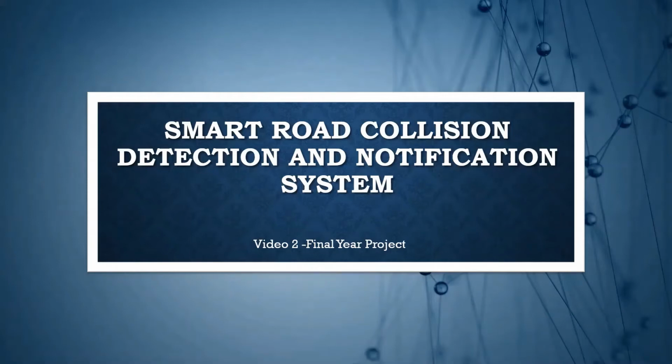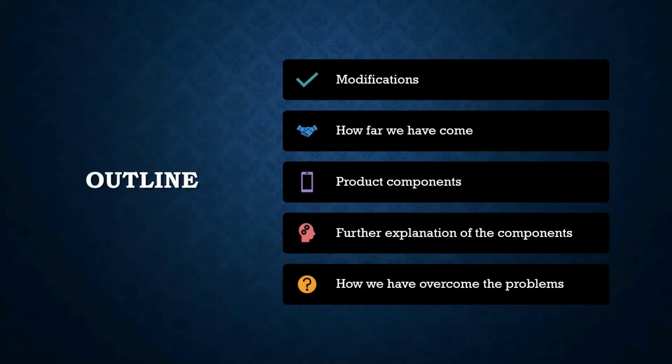This is video 2 of the final year project Smart Road Collision Detection and Notification System. In this video, we will be discussing the modifications, how far we have come, product components and a further explanation of the components, and how we have overcome the problems.